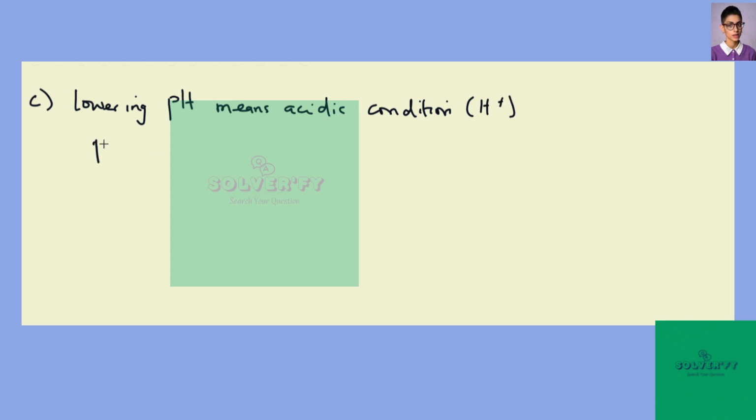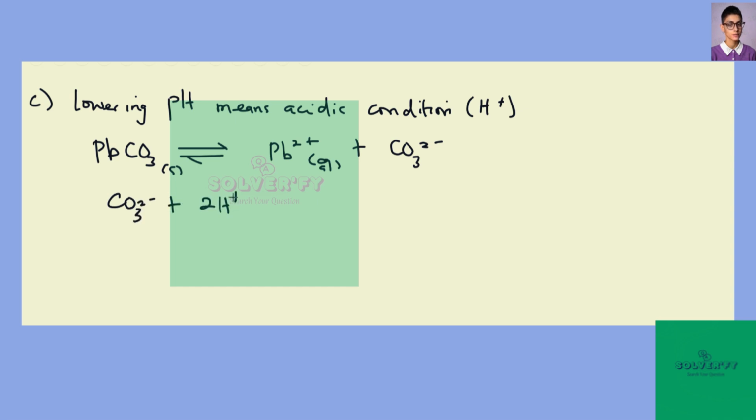So if we go back to the equation that we wrote for the dissociation of the PbCO3, we have Pb2+ aqueous plus CO3 2-. If we make the condition acidic by lowering pH, the CO3 2- will react with the H plus to produce H2CO3. So this will increase the solubility of PbCO3. So that will increase solubility.